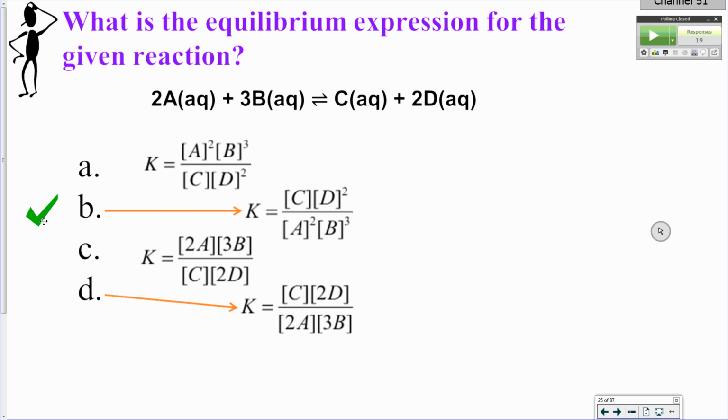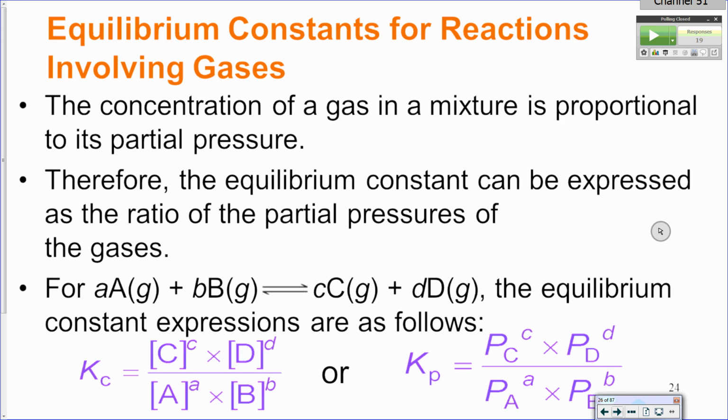So let's look at why some of the other ones are not right. What's wrong with A? They're inverted. It's products over reactants. What's wrong with C? You multiplied the concentrations instead of taking them to the power. And what's wrong with D at the bottom? It did the same thing, but it inverted them. Okay.